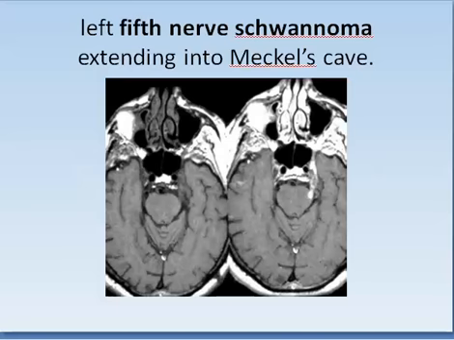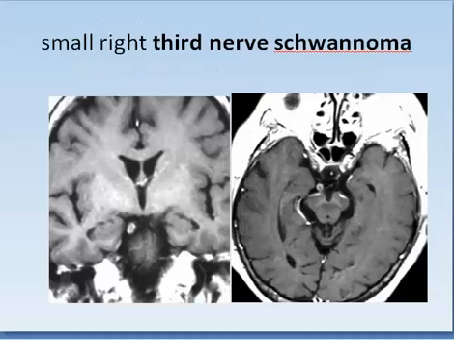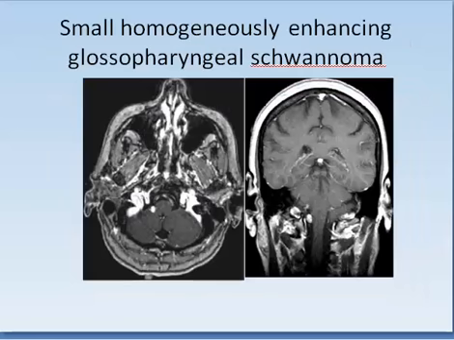Here we can see that there is a left fifth nerve schwannoma extending into the Meckel's cave, this one, fifth nerve, trigeminal. Here we have a small right third nerve schwannoma, small one. Here we have a small homogeneously enhancing glossopharyngeal schwannoma.